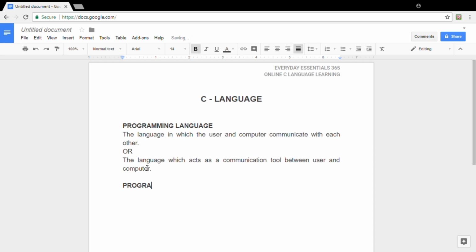So what is a program? The set of instructions written in programming language is called a program. Memory. Memory unit of computer is used to store the data.